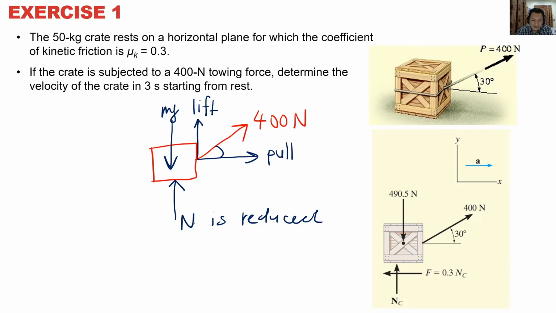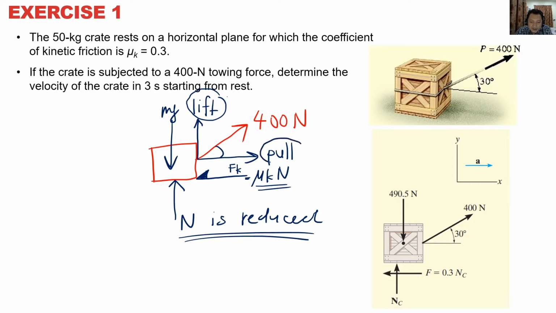What do I mean by that? When your normal is reduced, sebab dia angkat, lift. When your normal is reduced, your frictional forces is also reduced. Your mu k kali dengan normal. This is your friction, right? Which is equivalent to Fk. So you're doing an action called pull and lift.